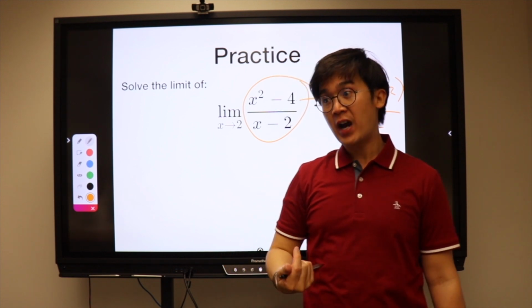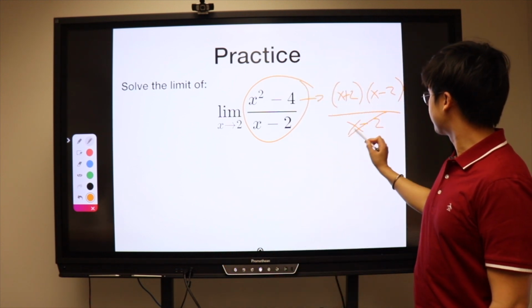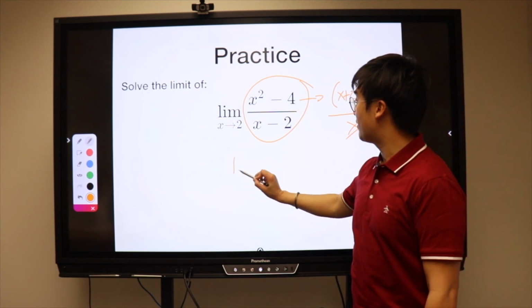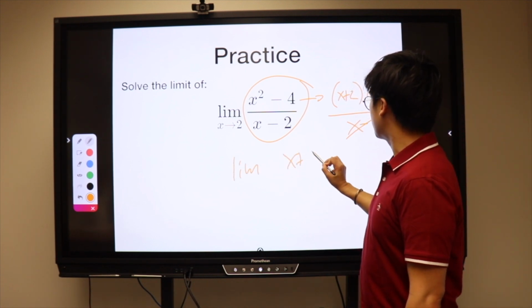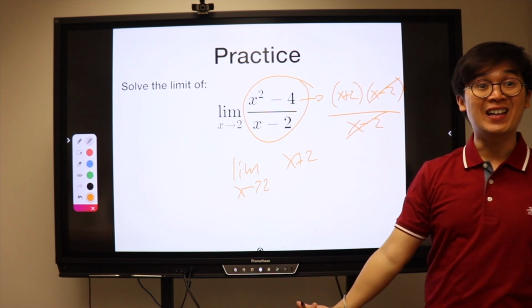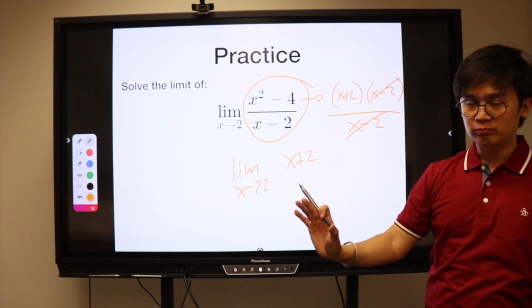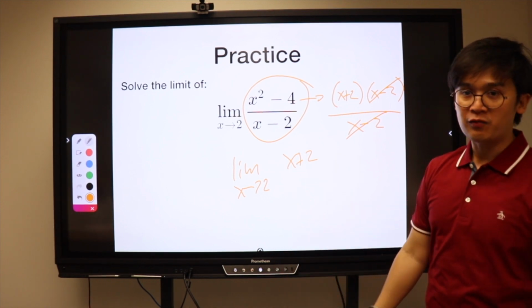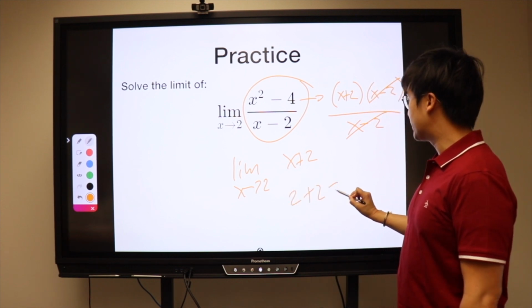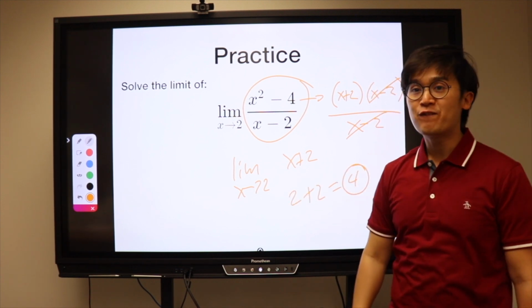And why do we need to modify it? Because by doing so, we can eliminate the common term, and now we are left with the limit of x plus 2 as x approaches 2. And now, by solving the limit with the modified function, does it exist? Yes, because now it's 2 plus 2, which is equal to 4.